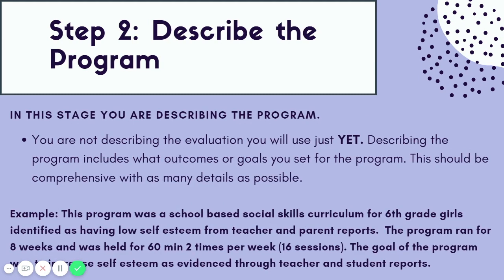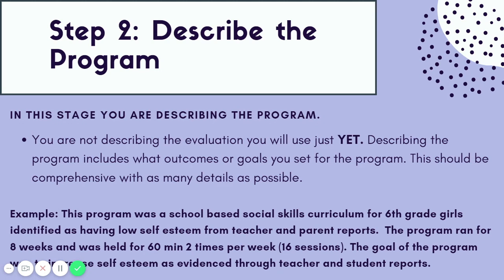Step 2, describe the program. So in this stage, you are simply describing the program. You're not yet describing the evaluation. You are simply giving as many details as possible about the program that you ran. So here you would include what your outcomes or goals for the program were, what the purpose was, what the mission was, what the logistics were. So the example that we have here, we're going back to that social skills group. And remember, you want to use as many details as possible.